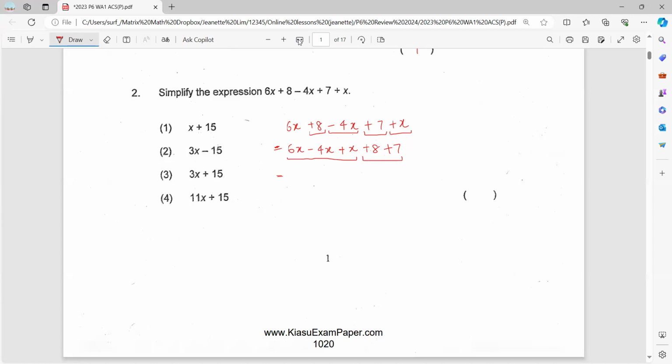So 6x, we go from left to right. 6x minus 4x is 2x, and then you plus 1 more x, that's 3x. Then plus 15. Plus 8 plus 7 is plus 15. So what you shouldn't be doing is to take 4x plus x first. Don't take 4x plus x first. You have to do 6x minus 4x first, left to right. With this, answer is option 3.